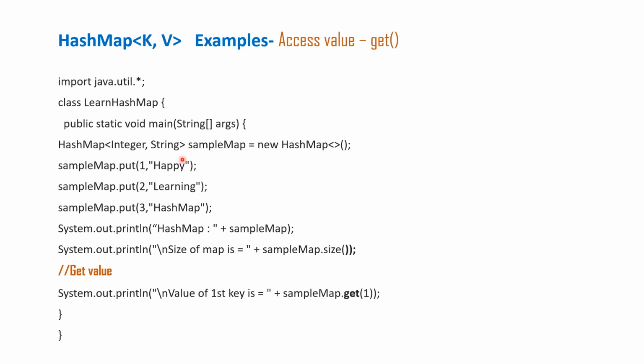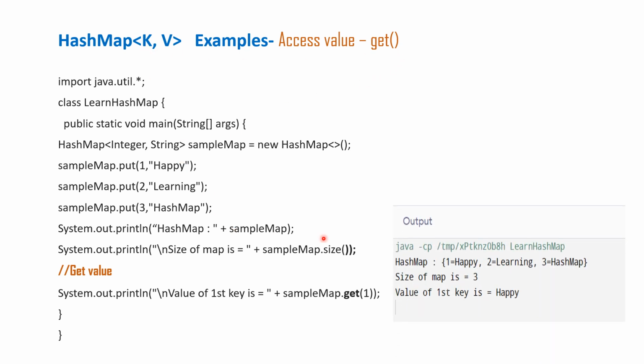So this way we can access any value by using the get method in HashMap. So the output is HashMap, size of the map equal to 3, and the value of the first key is nothing but happy. So this is simple. I hope this one also is clear. Let's move to the next one.